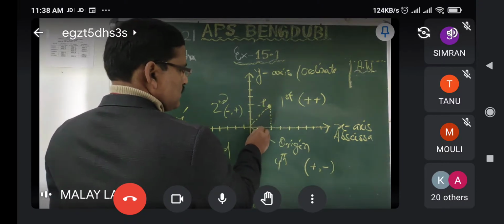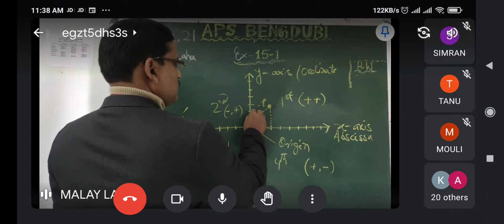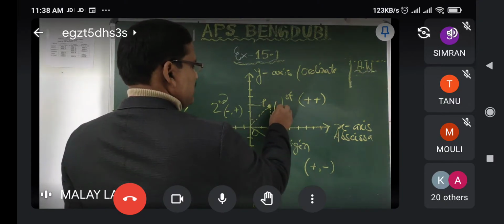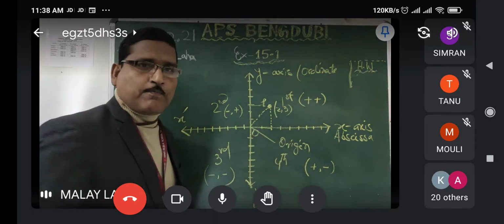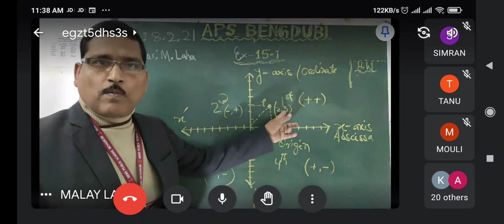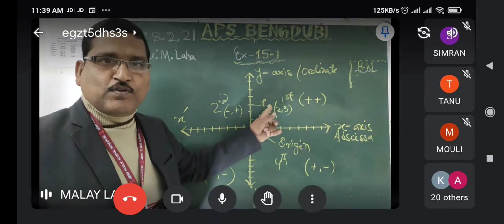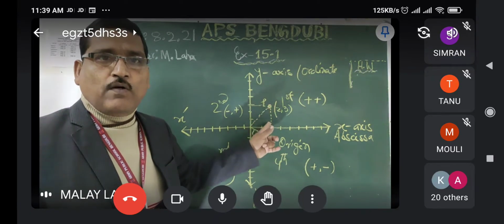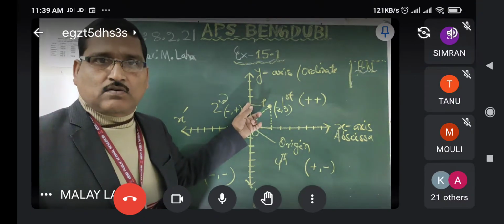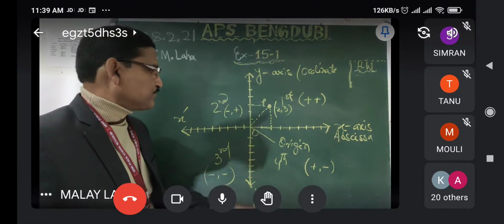So if I draw, how many centimeters? 2, and it is also 1, 2, 3. So the coordinate of point P is (2, 3). Understood my point? First value is for the x-axis, second value is for the y-axis. How do we do it? We drop the perpendicular line from the point on the x-axis and on the y-axis. Both the values will be positive. This first quadrant is positive.